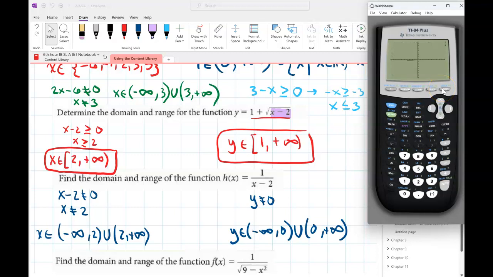If I hit graph now, you'll see that at 2, I have this vertical asymptote. And at x equals 0 or y equals 0, I have like a horizontal asymptote. You guys see that?